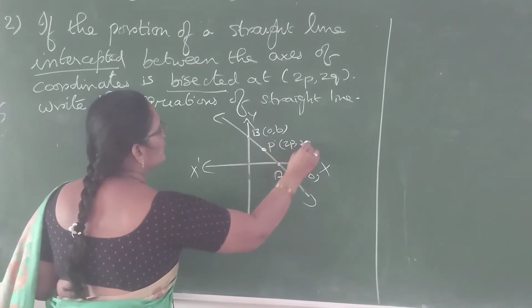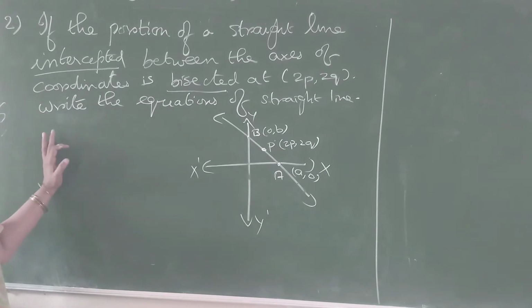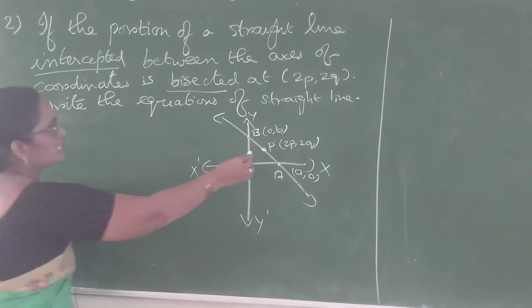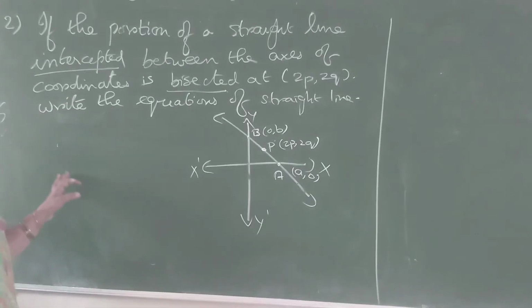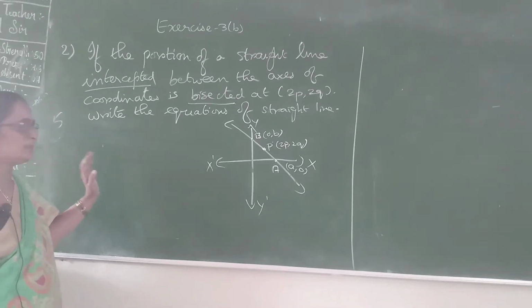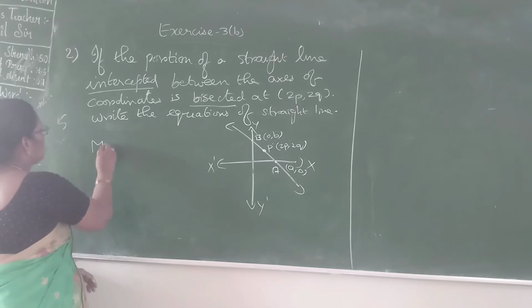2p comma 2q. This is actually the explanation of this question. So it is bisected at this particular point P, 2p comma 2q. Then what formula do you have to apply here? Midpoint formula. Already you are learning coordinate geometry. What is that midpoint formula? x1 plus x2 comma y1 plus y2, all by 2.